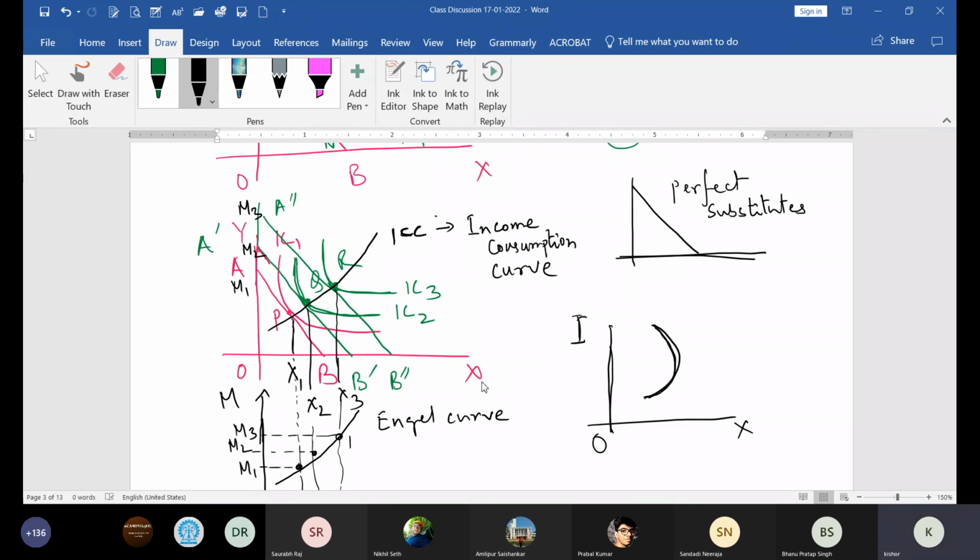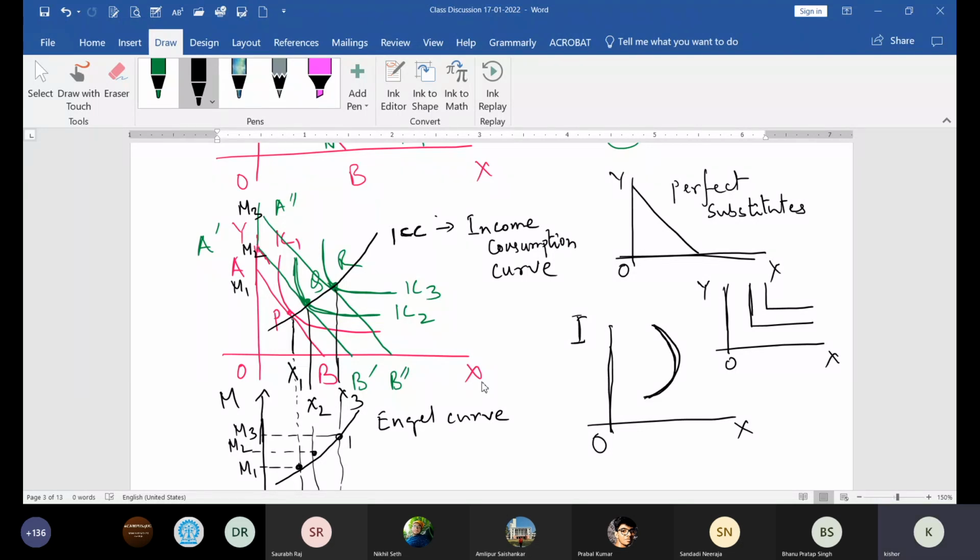But this doesn't mean that it is always happening. This is one possibility I am just telling you. There is a perfect substitution between x and y. And sometimes even the indifference curve may take a shape like this, L-shaped. It may happen when the relationship between x and y is complementary to each other.